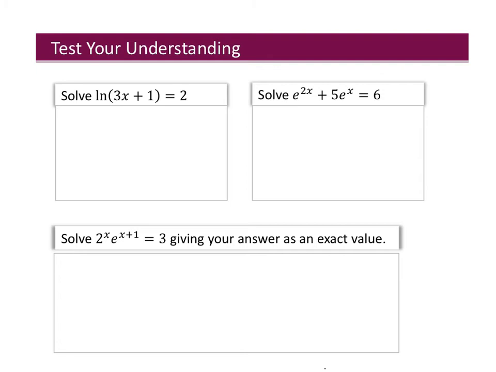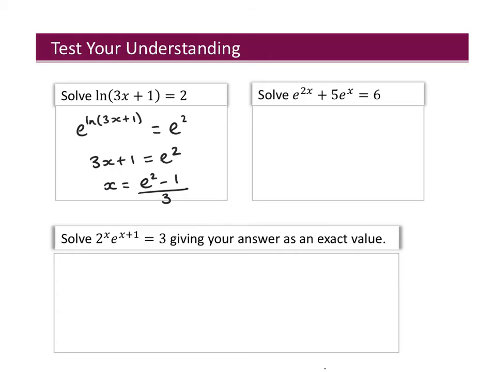Step 1, how do we get rid of a ln? We're going to e both sides. So I'm going to have e to the ln of 3x plus 1 equals e to the 2. We know that e and the ln are going to cancel, so I'm going to get 3x plus 1 equals e to the power of 2. So then I'm just going to quickly rearrange this in my head. e to the power of 2, take away 1, over 3 is the final answer.